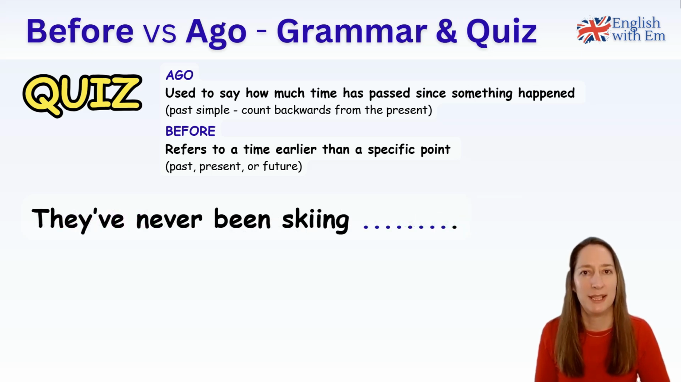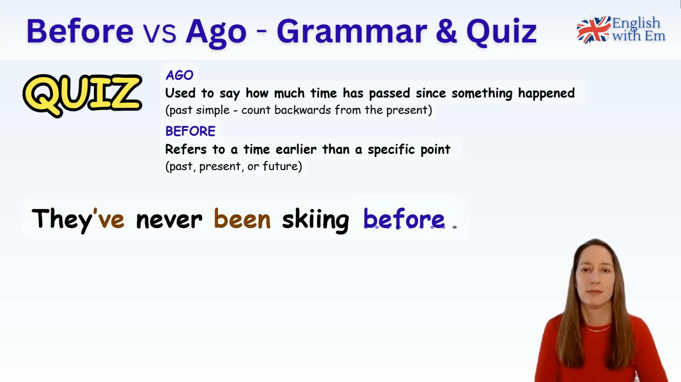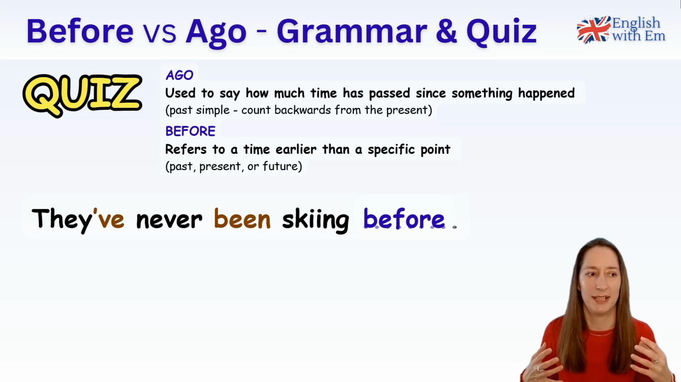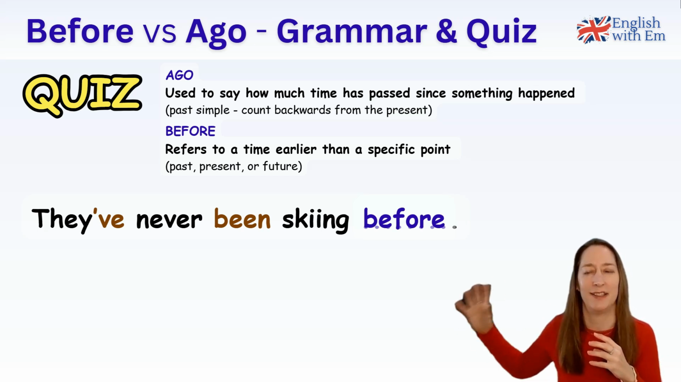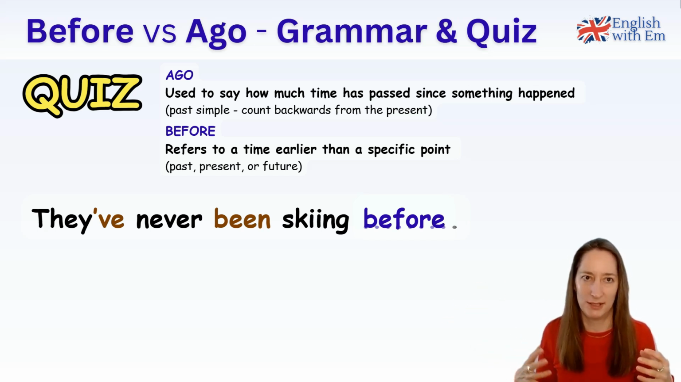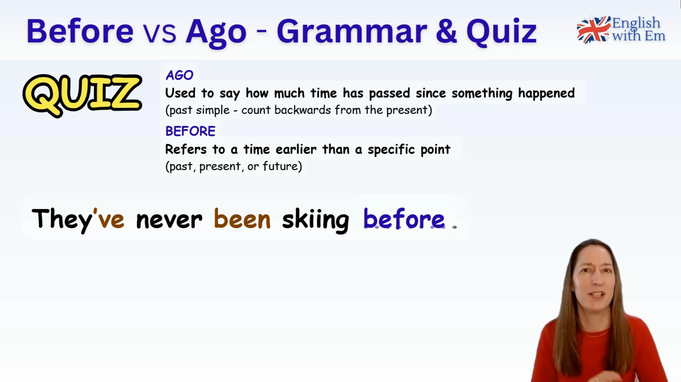They've never been skiing. Before. They've never been skiing before. So here we're using before to talk about something any point earlier than now. And we're using the present perfect tense. So we don't need a time expression or time clause here.